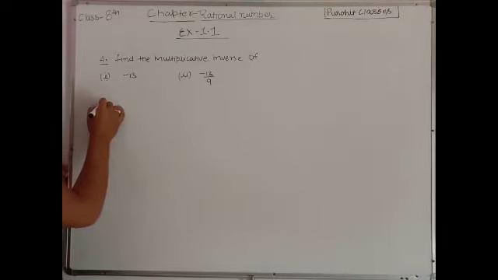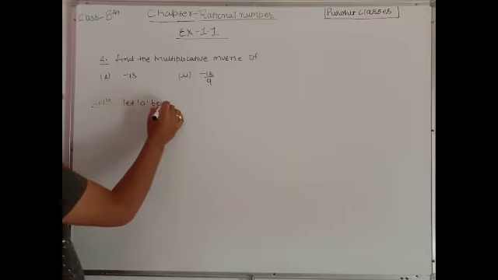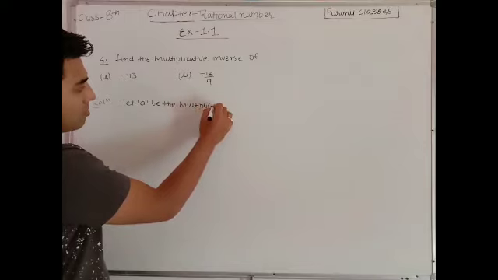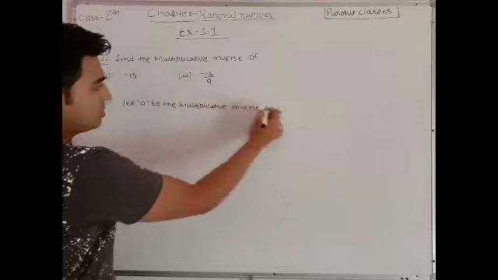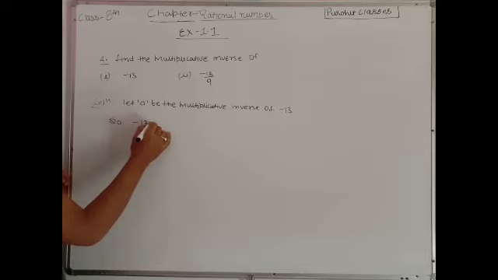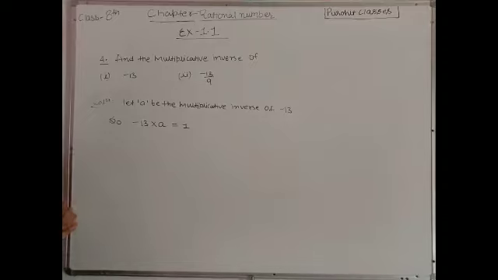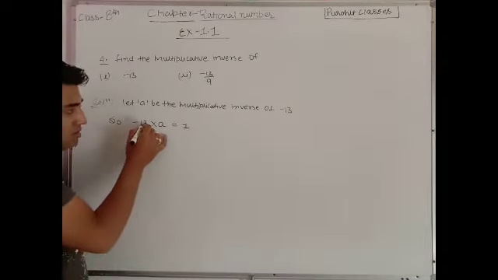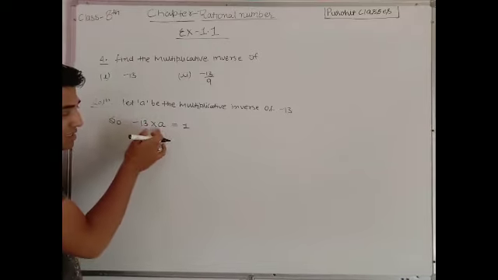So solution, let A be the multiplicative inverse of minus 13. So a number multiplied by its multiplicative inverse always gives 1, isn't it? Do you remember? Okay. So what is the relation between minus 13 and A? These are under the operation of multiplication, and I have to find out the value of A.